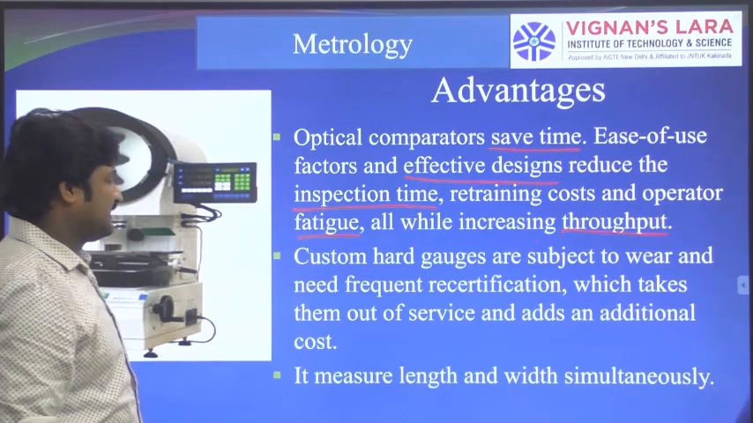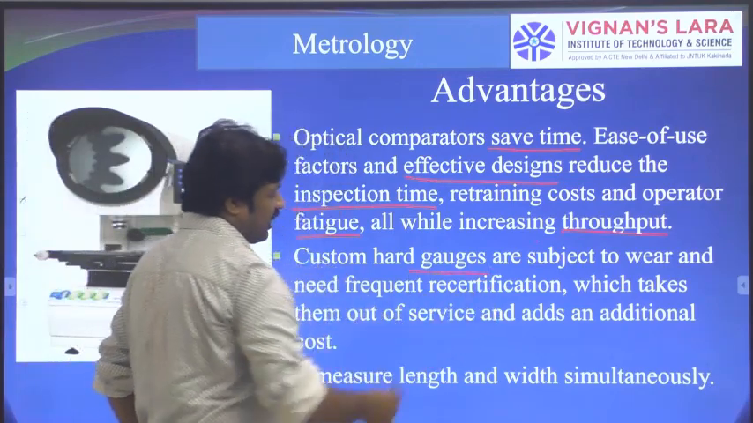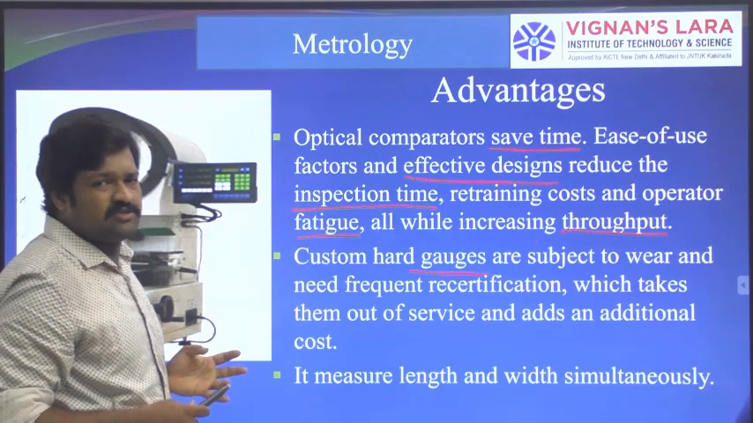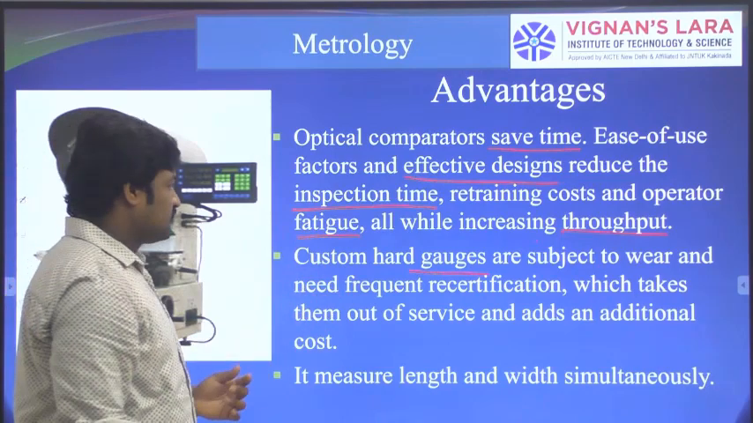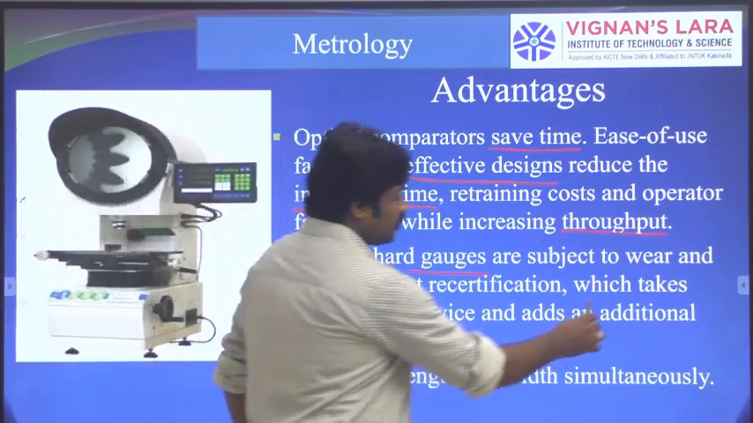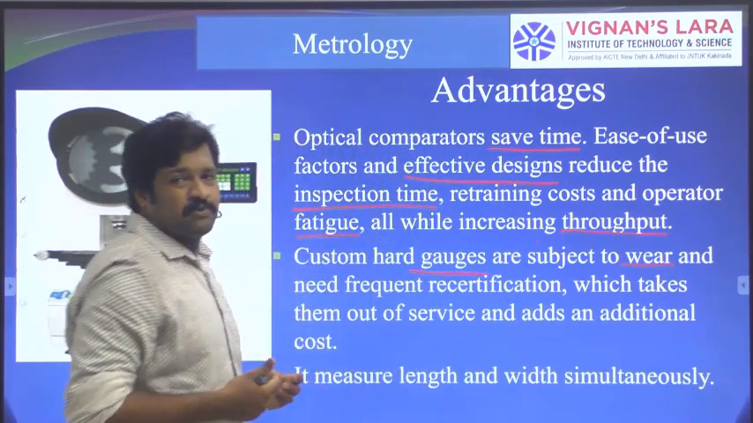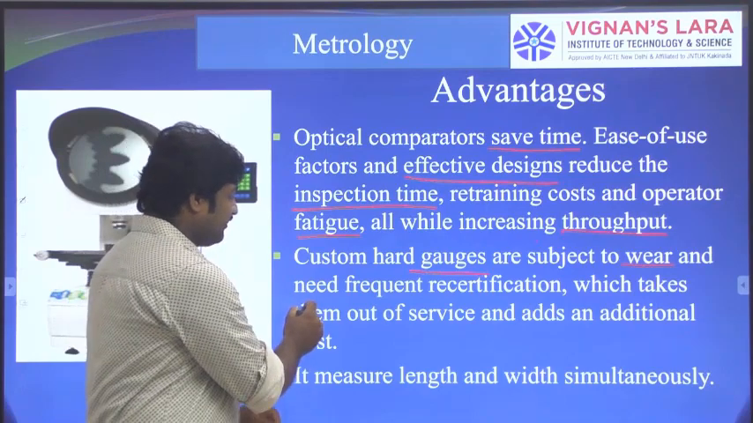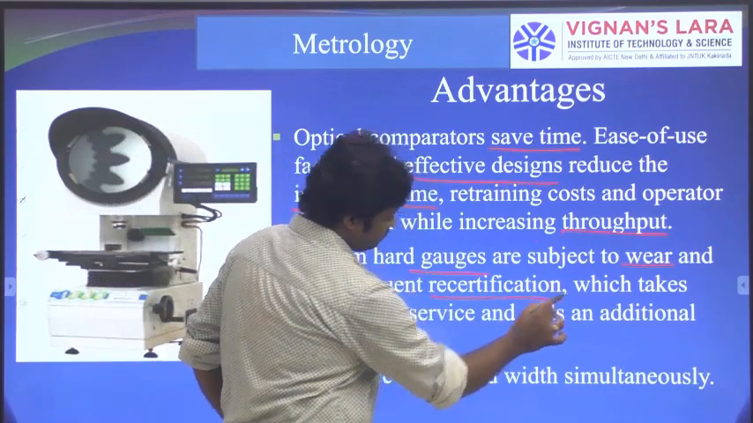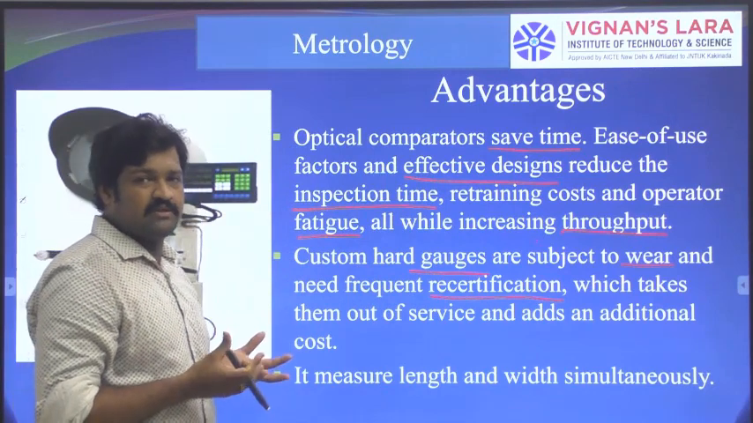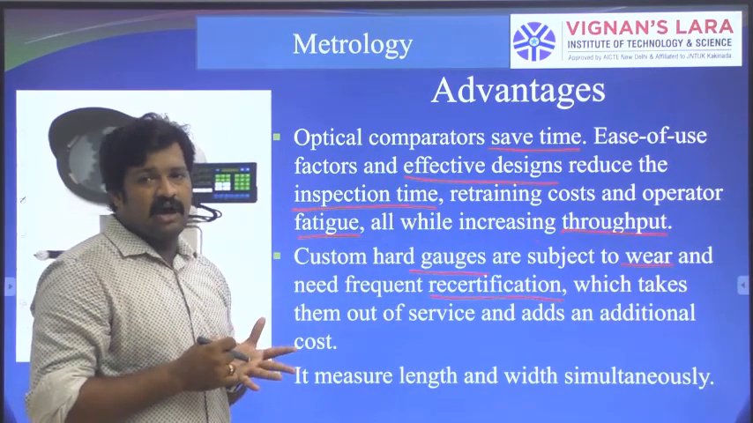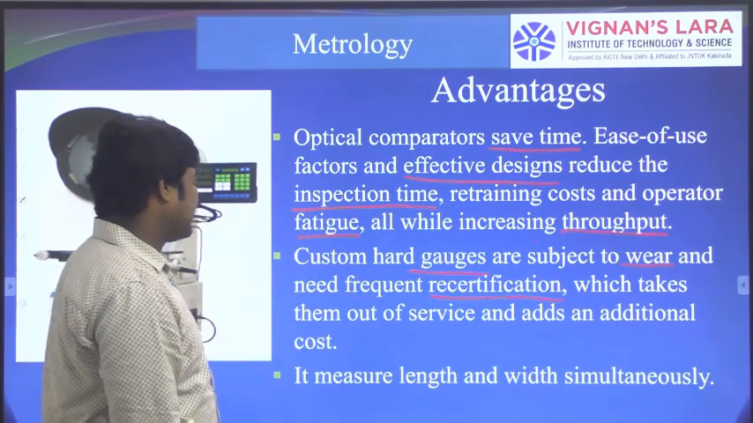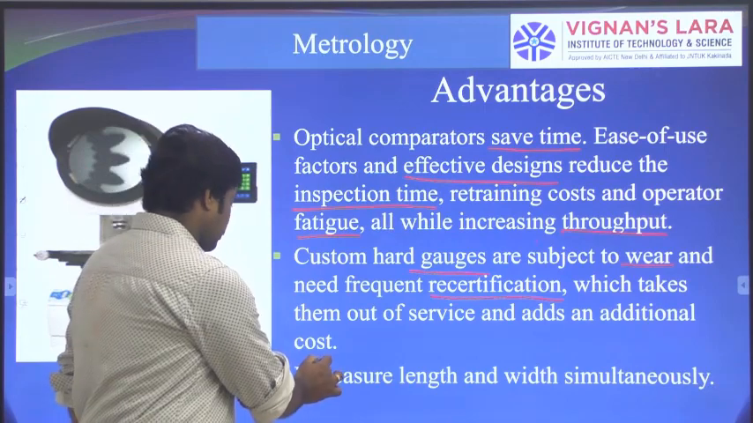Next, customer hard gauges. We already discussed various types of gauges: feeler gauges, thread gauges, gap gauges, radius gauges. Similarly, there are some types of hard gauges. Hard gauges are subjected to wear. During usage, the components may be exposed to wear and tear, so the dimension of the component can be reduced, and they need frequent recertification. Over a while, the components may wear, so we need to identify the damage or calibrate the component regularly, which takes them out of service and adds additional cost.